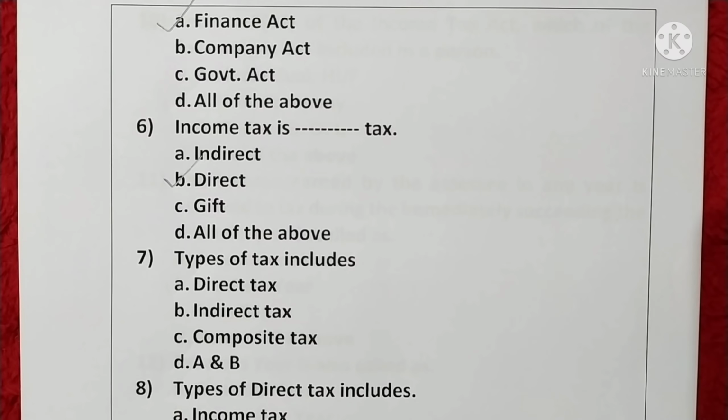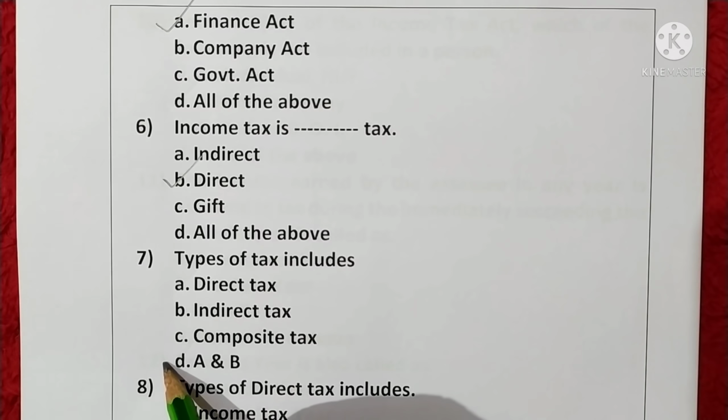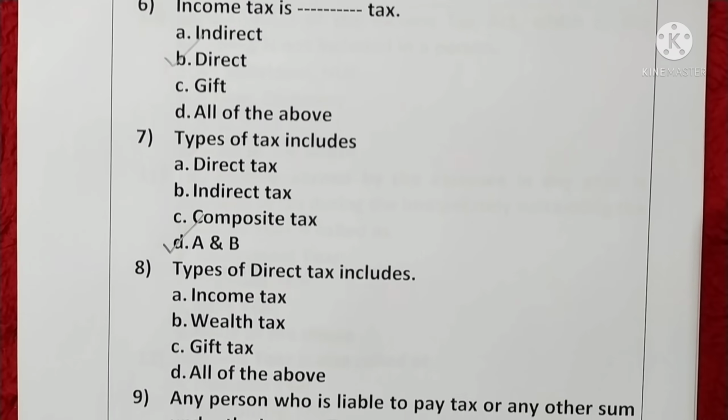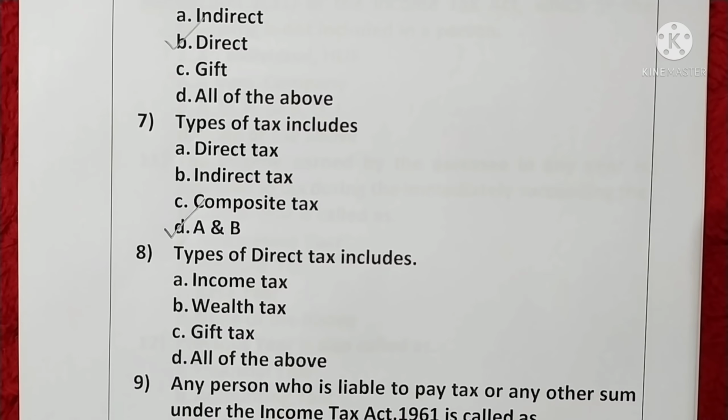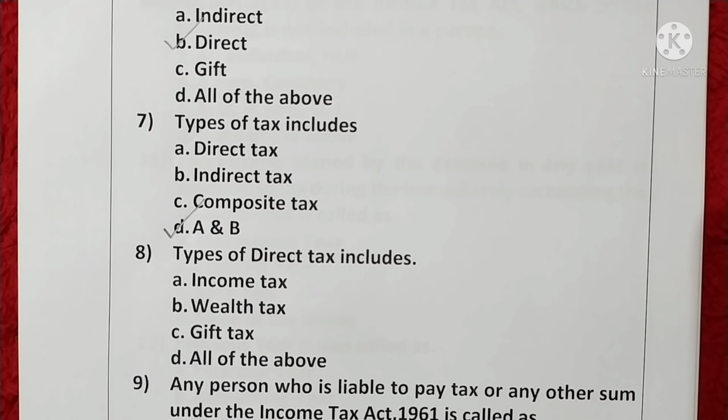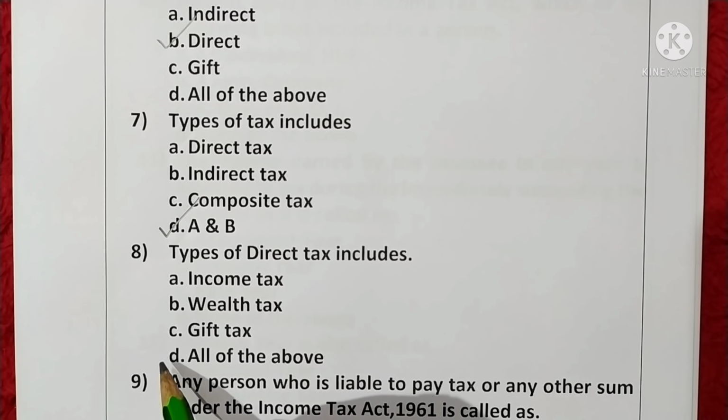Question 7. Types of taxes include. Options are given: direct tax, indirect tax, composite tax, A and B. Here A and B is the correct answer. Option D is correct. Question 8. Types of direct taxes include income tax, wealth tax, gift tax, and all of the above. Here all of the above is the correct answer. Option D is correct.